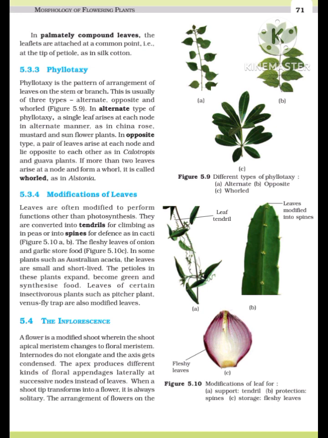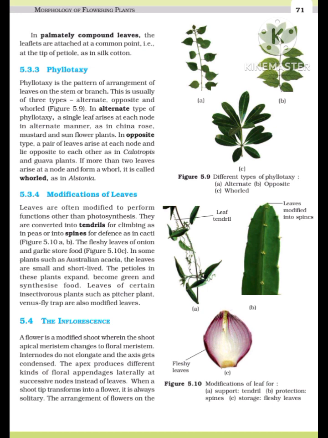5.3.3 Phyllotaxy. Phyllotaxy is the pattern of arrangement of leaves on the stem or branch. This is usually of three types: alternate, opposite, and whorled. Figure 5.9. In alternate type of phyllotaxy, a single leaf arises at each node in alternate manner, as in China rose, mustard and sunflower plants. In opposite type, a pair of leaves arise at each node and lie opposite to each other, as in Calotropis and guava plants. If more than two leaves arise at a node and form a whorl, it is called whorled, as in Alstonia.